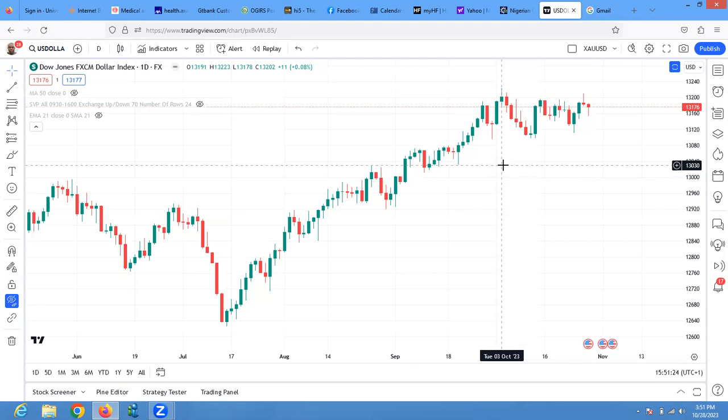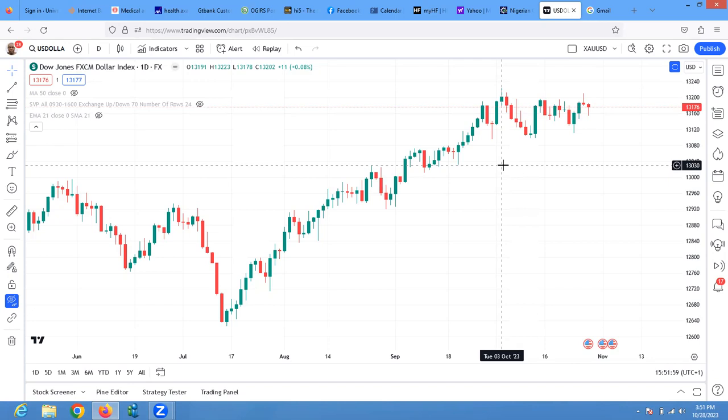Now, one thing again you must know in correction is what we call a double 3. A double 3 is what we refer to as a WXY correction. So in your W correction, you have 3 sets of waves, A, B, C, to give you the W.